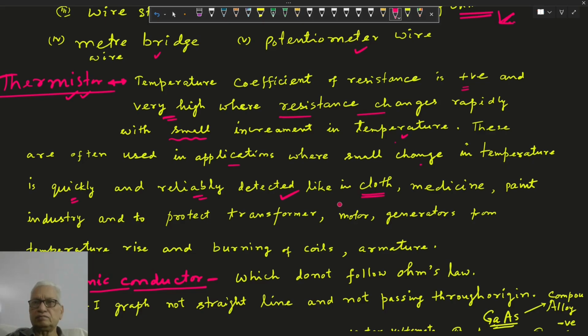So they are used in cloth industry, and to protect the transformer, motor, and generator, where if there is a rise in temperature it can be detected and we can easily control it by controlling the current. We can even stop the generator or transformer. The coil or armature can be protected from burning. In some medicines, we have to keep a constant temperature where reactions are going on, and in the cloth industry it is very useful to maintain the temperature. We can easily control the current.